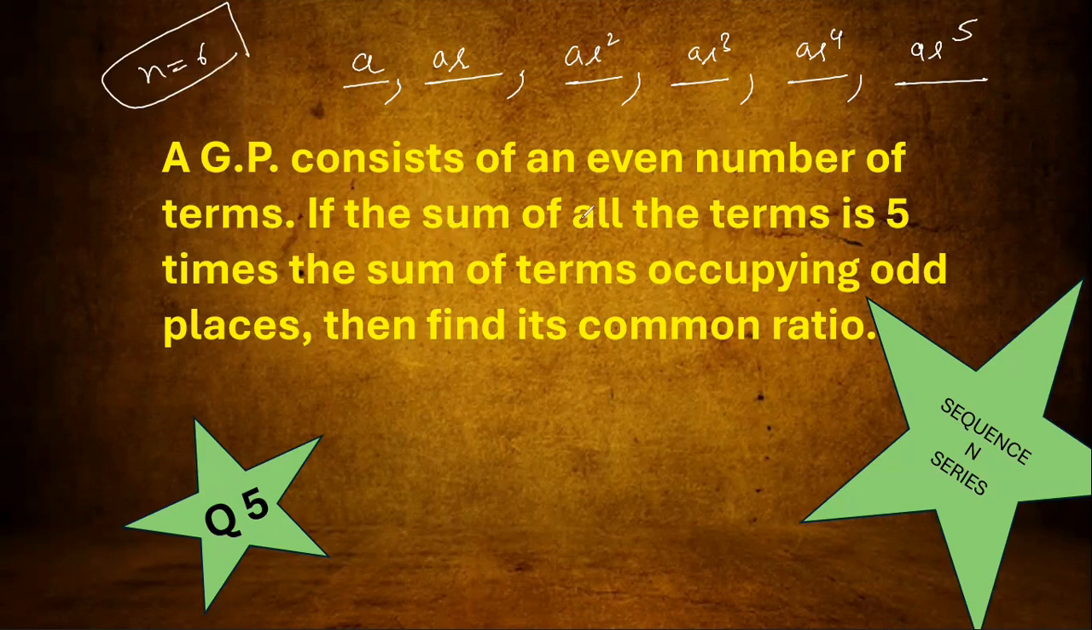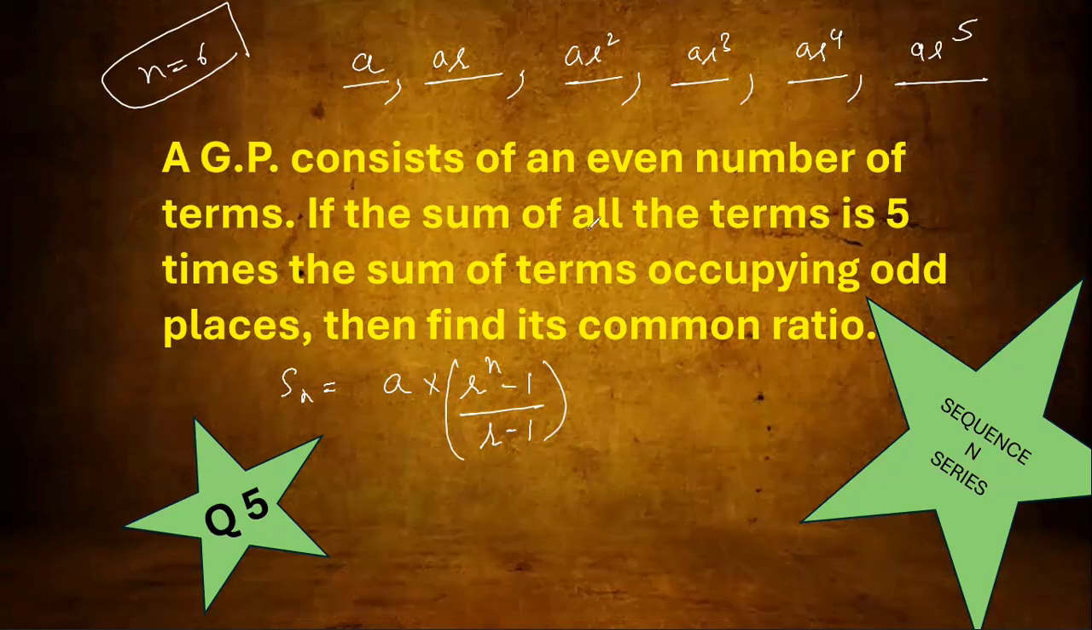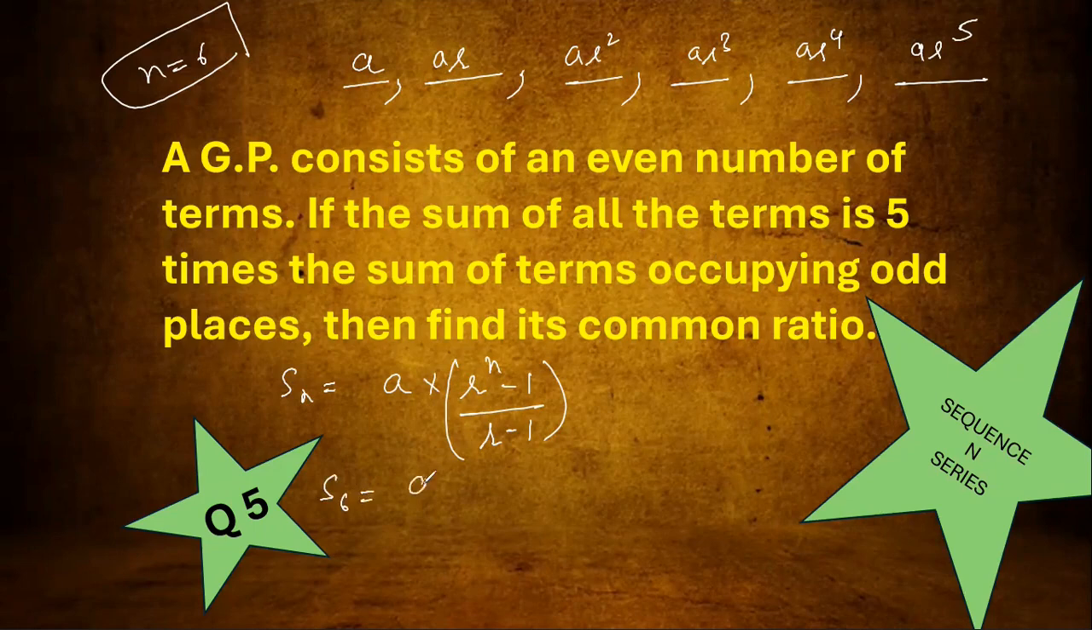Now what they're saying, if the sum of all the terms, so for the sum of a GP, we have the general formula, which is Sn equals a times r raised to the power n minus 1 over r minus 1. Okay, this is the general formula for finding the sum. Sum of all the terms, so n is equal to 6. So this is S6, that is equal to a times r raised to the power 6 minus 1 over r minus 1. Right?